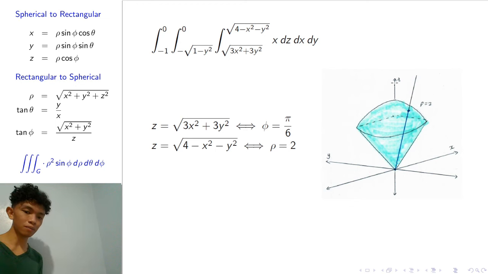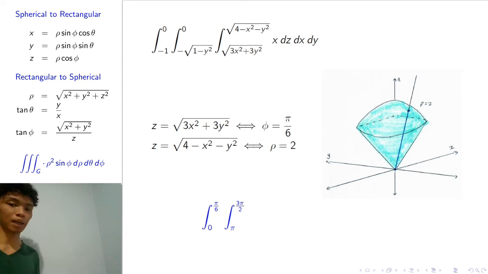Your phi bounds, much like the previous example, will run from 0 to the cone, which is given this time by pi over 6. So you'll have 0 to pi over 6. Theta bounds will depend rather on the projection onto the xy plane, which is on the third quadrant only this time. So your theta bounds will be from pi to 3 pi over 2.